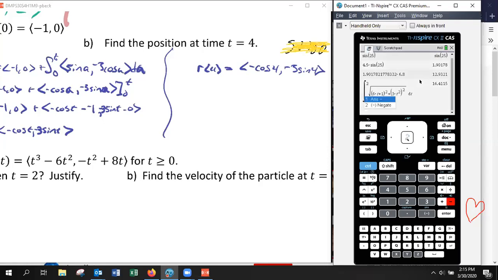So what is the negative? I want to negate cosine of 4, and I need to have a decimal point. So that's about 0.6.